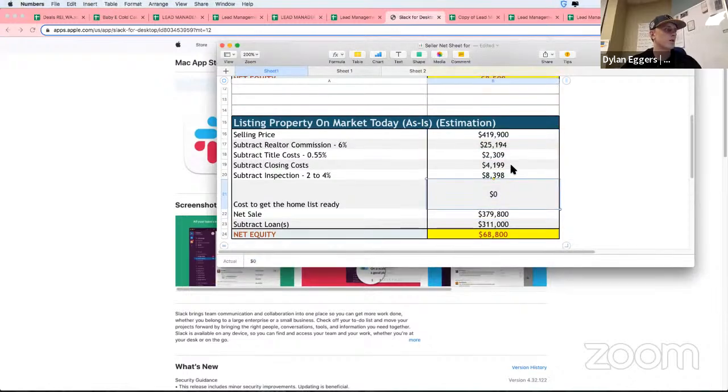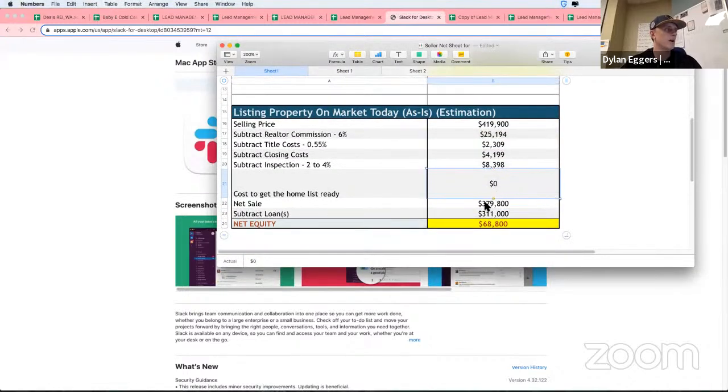Okay, perfect. So back to this one, right? So their net sale again is $379,800. That leaves them with $68,800 in equity. For me, this is a little bit too much equity for us to target.